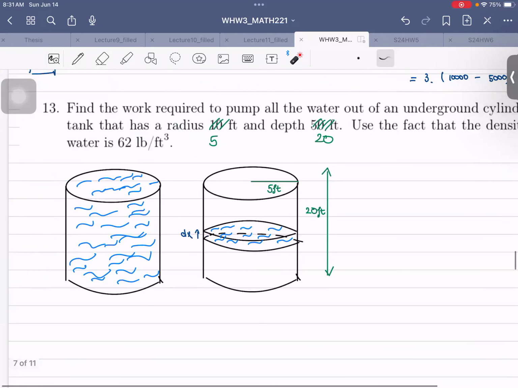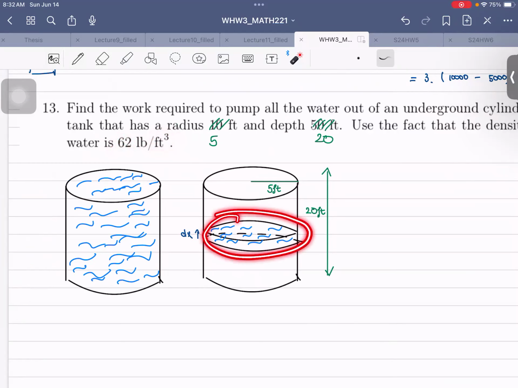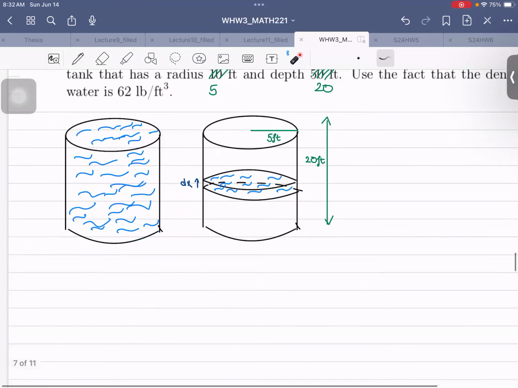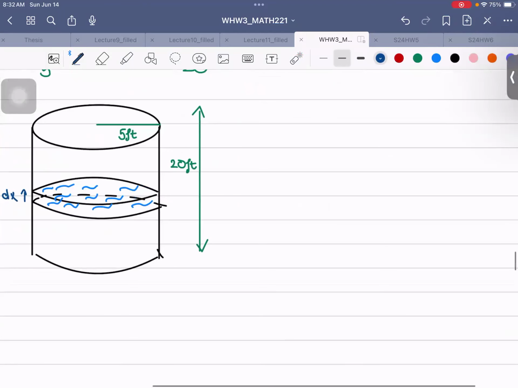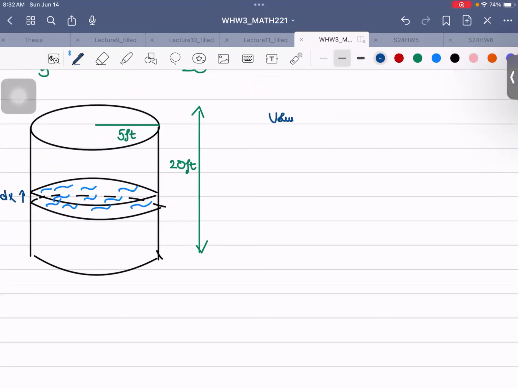So over here, I need to find the volume. The question is saying that for each cubic foot, the water weighs 62 pounds. So I need to find the volume of each of these layers, and then I take the volume multiplied by the density to get the mass. So how can we find a volume? The volume of the layer is the area of the base multiplied by the height of the layer.